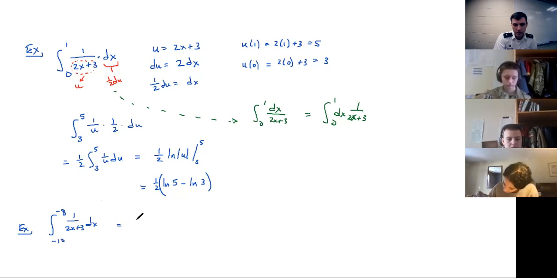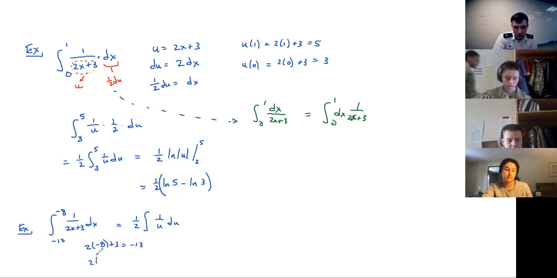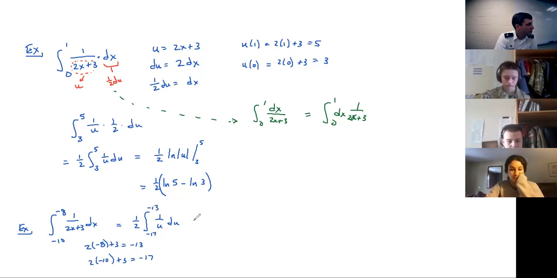That's going to be the same thing as 1/2 the integral of 1 over u du. And then my bounds are what? 2 times -8 plus 3 is what, -13. And then 2 times -10 plus 3 is that -17? This goes from -17 to -13, right? And so then this thing here, I could go through my steps.